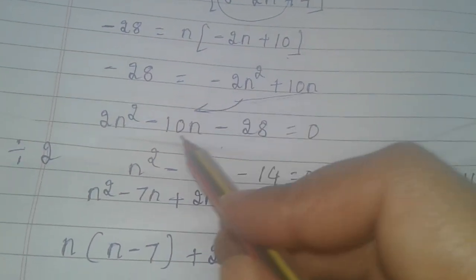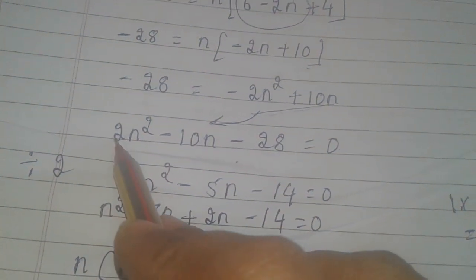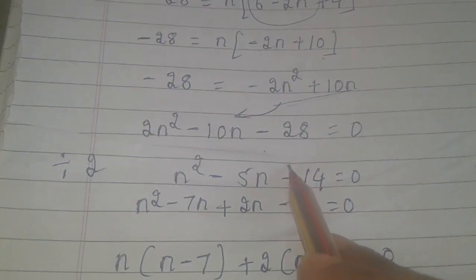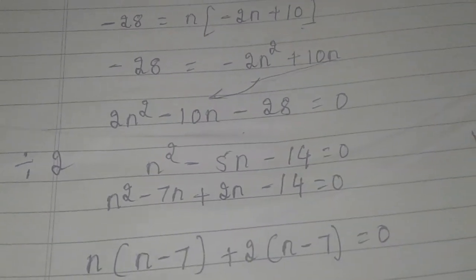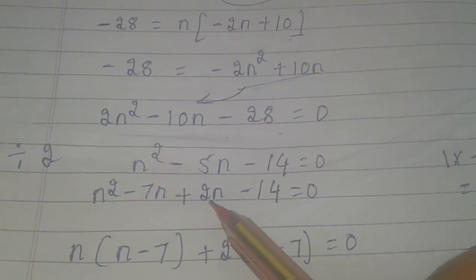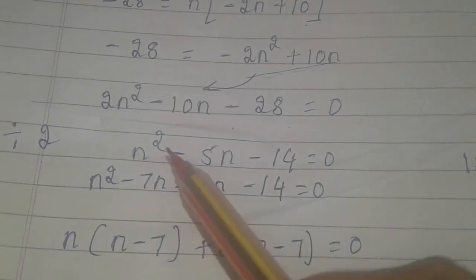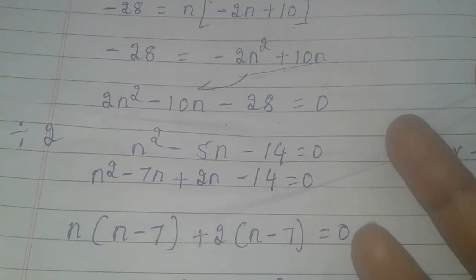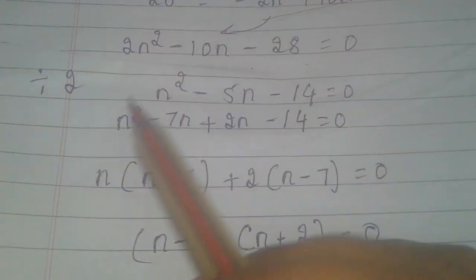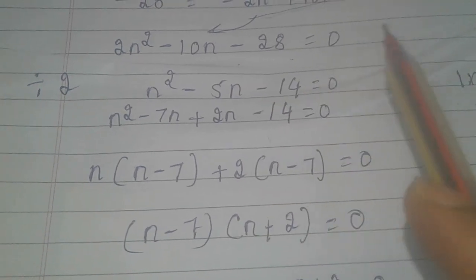I am bringing these two terms to the left side. Minus 28 I am keeping as it is. Minus 2n square becomes plus 2n square, plus 10n becomes minus 10n, and minus 28 written as it is, and arrange in standard form. As you know, what is the standard form? First the square term should come, then the power 1 term, then the constant. That is, as you learned in the polynomial chapter, ax square plus bx plus c is the standard form of a quadratic polynomial. The difference between polynomial and equation is just that you have equal to 0 here. That's all. Now I got one quadratic equation, that is 2n square minus 10n minus 28.